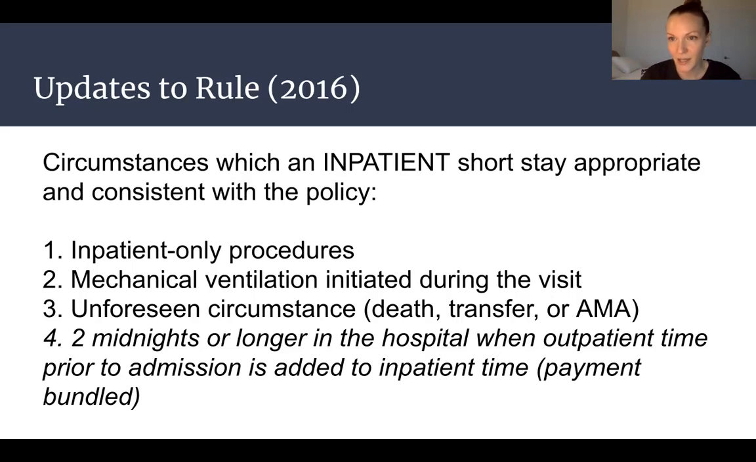If the patient is in observation and then they are transferred inpatient, but then they go home the next day, the midnight that they were in observation plus the midnight that they were inpatient all bundles into one inpatient bill. So that's important to note because these patients will end up meeting inpatient admission criteria, and the hospital will get paid for the full time.